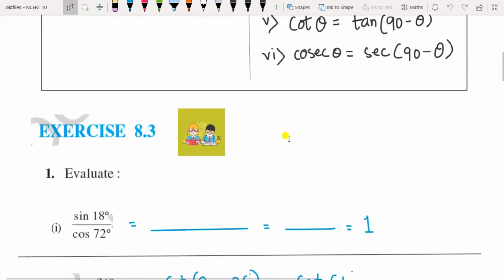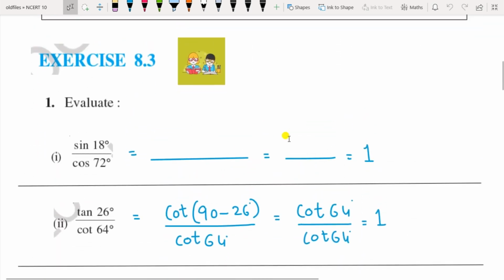So using these values, we are going to solve exercise 8.3 now. So let us start with the exercise. The first question here is: evaluate sine of 18 upon cos of 72.